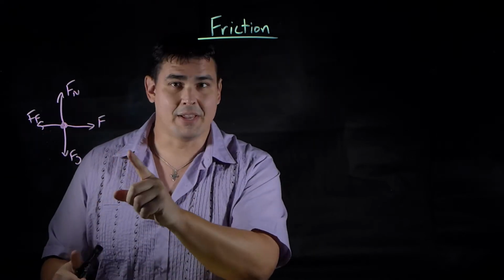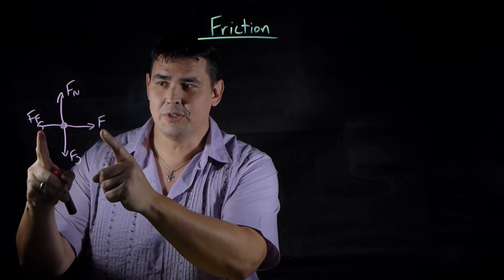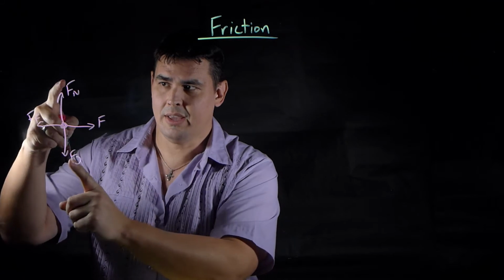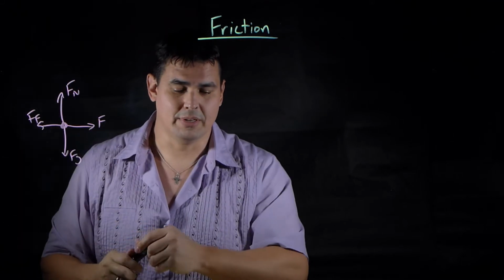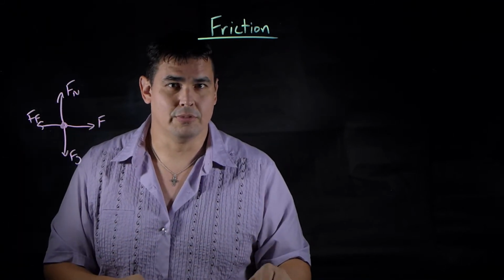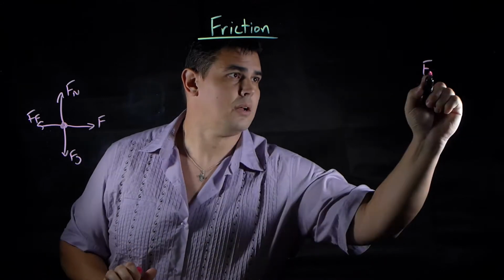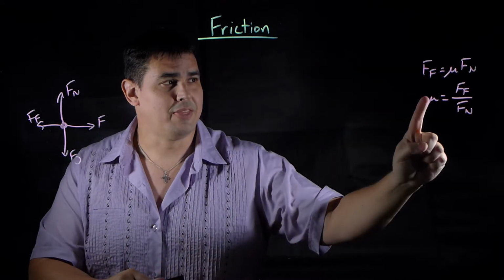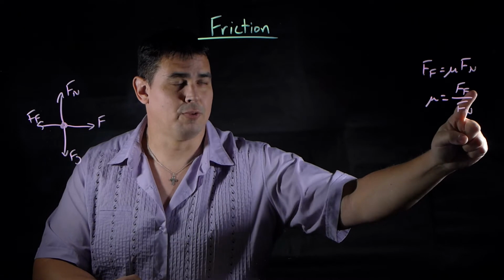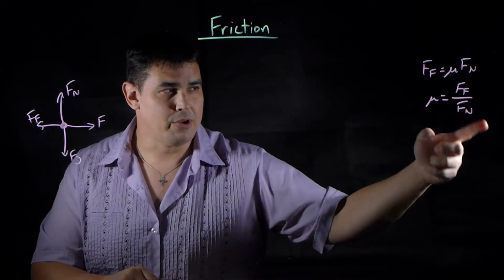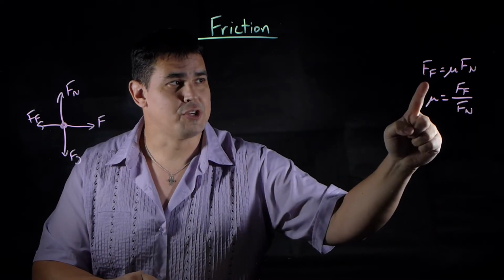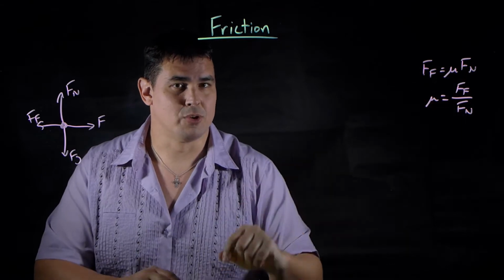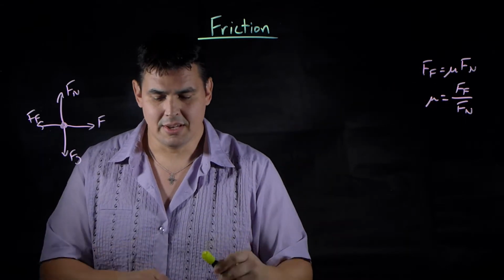We know that because this thing's going at a constant velocity, these two forces have to be equal to each other and these two forces have to be equal to each other. If you remember your equations for friction, the coefficient of friction is the frictional force divided by the normal force, and if I rearrange that, the frictional force is equal to the coefficient times the normal force. Okay, so let's see how we would solve this.